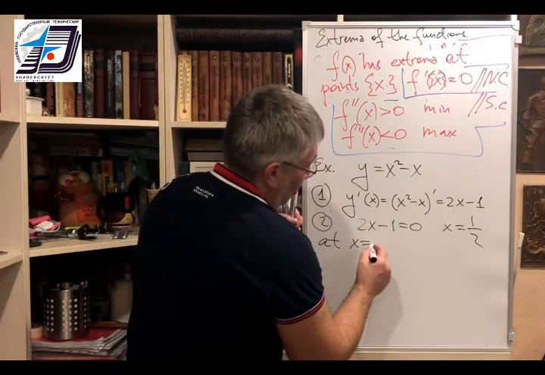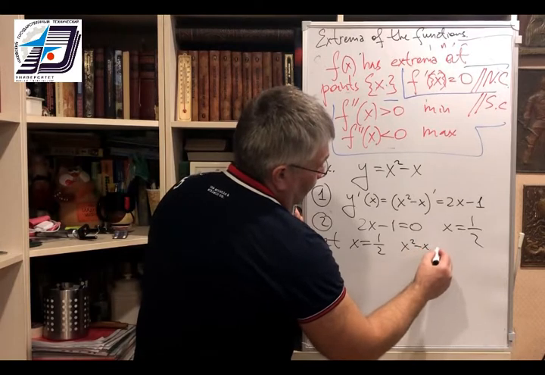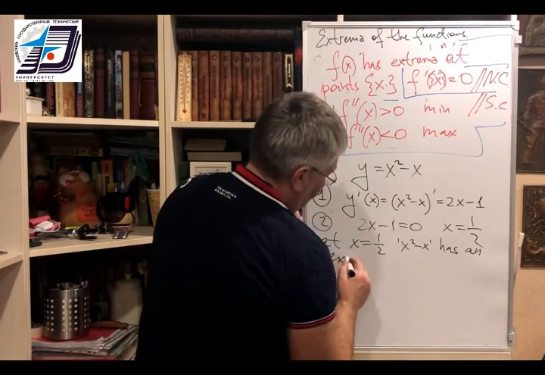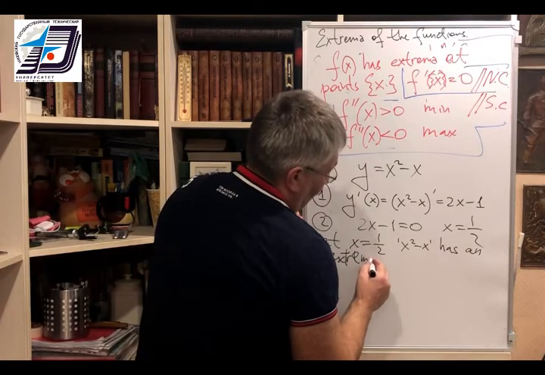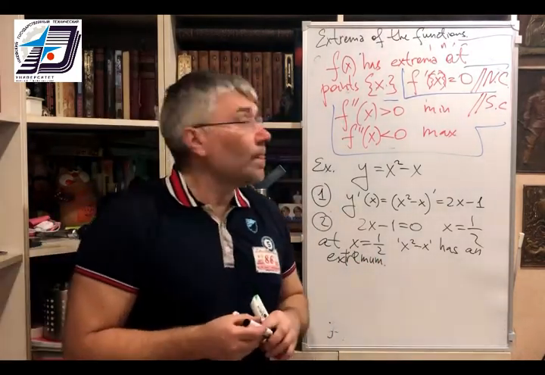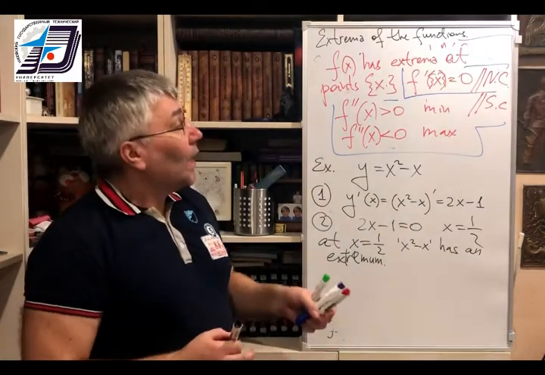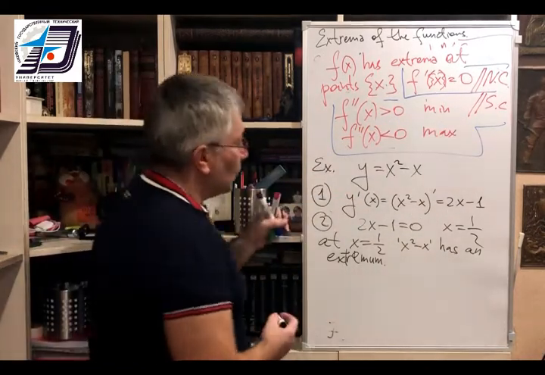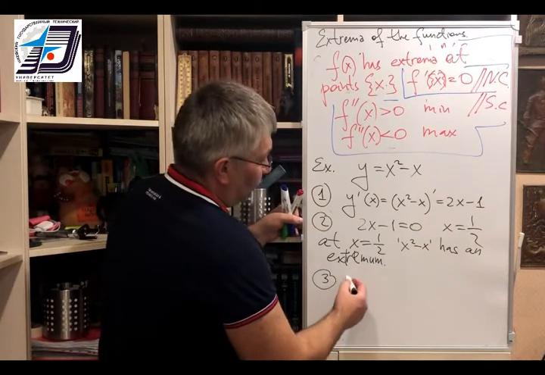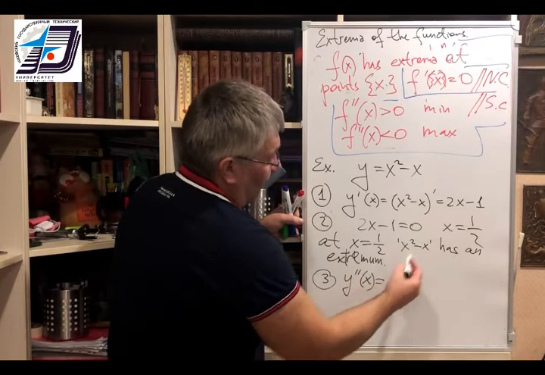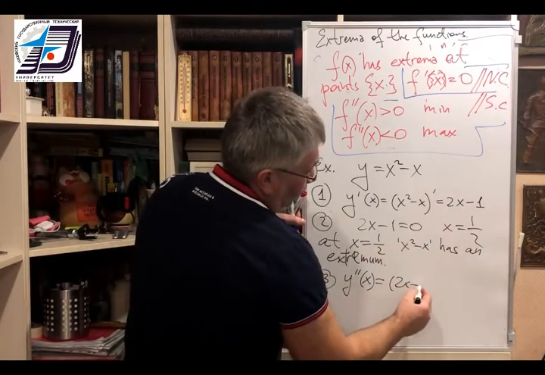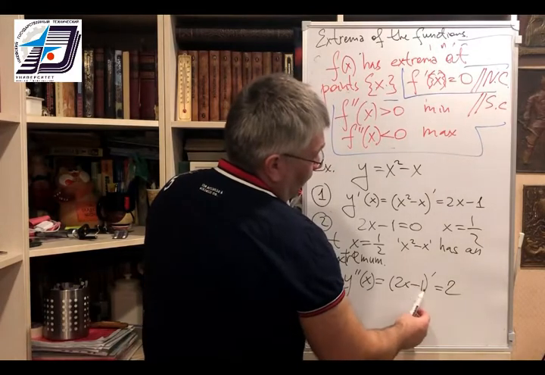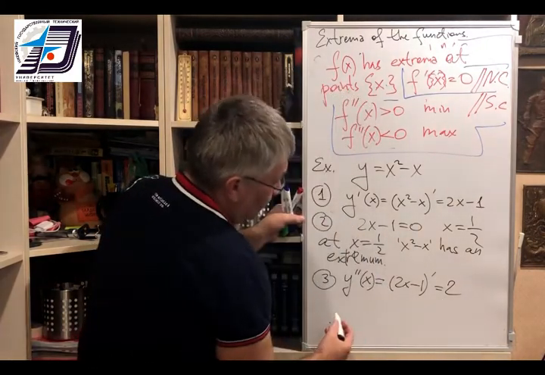At x equals 1 over 2, x squared minus x has an extremum. I still don't know if it is a maximum or minimum. So to define it, I'll have to use the sufficient condition and calculate the second derivative of the function. I have to take this formula and calculate the derivative of it. 2x gives me 2 and minus 1 gives 0, so it is always 2. It means that it is always positive.